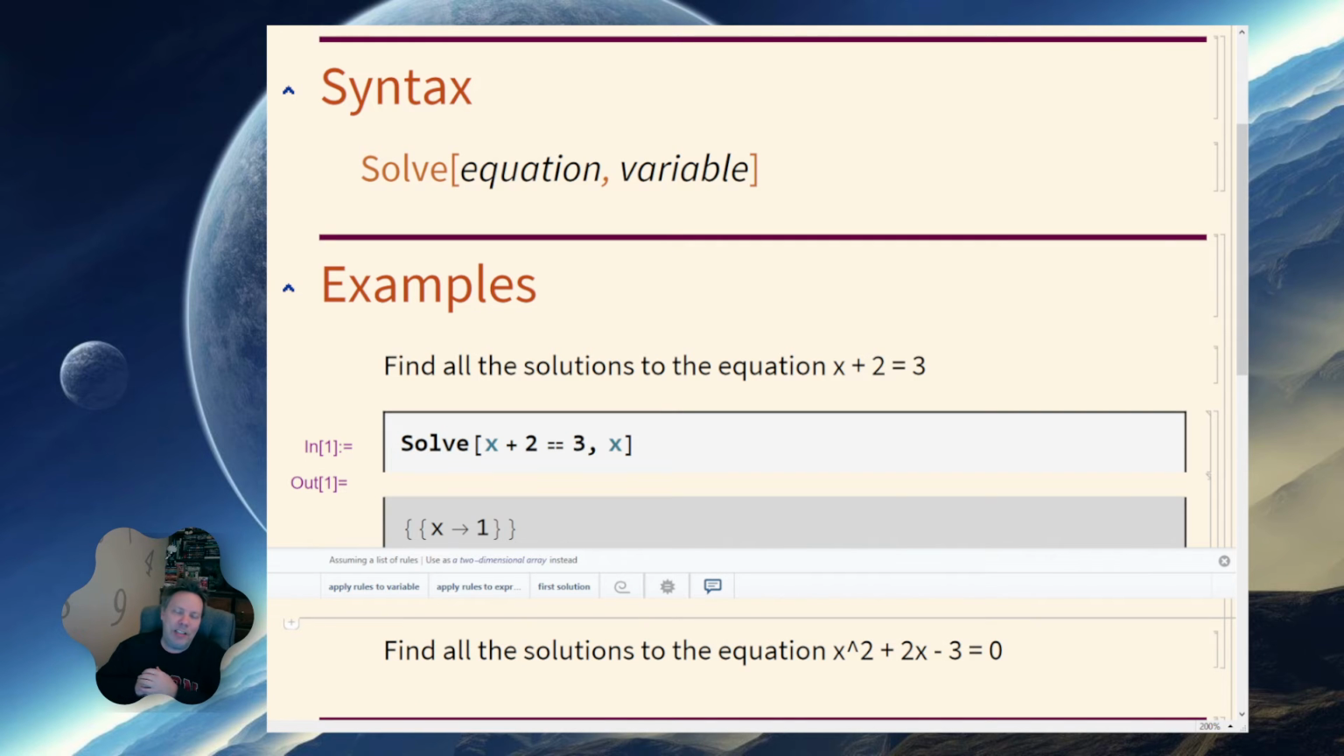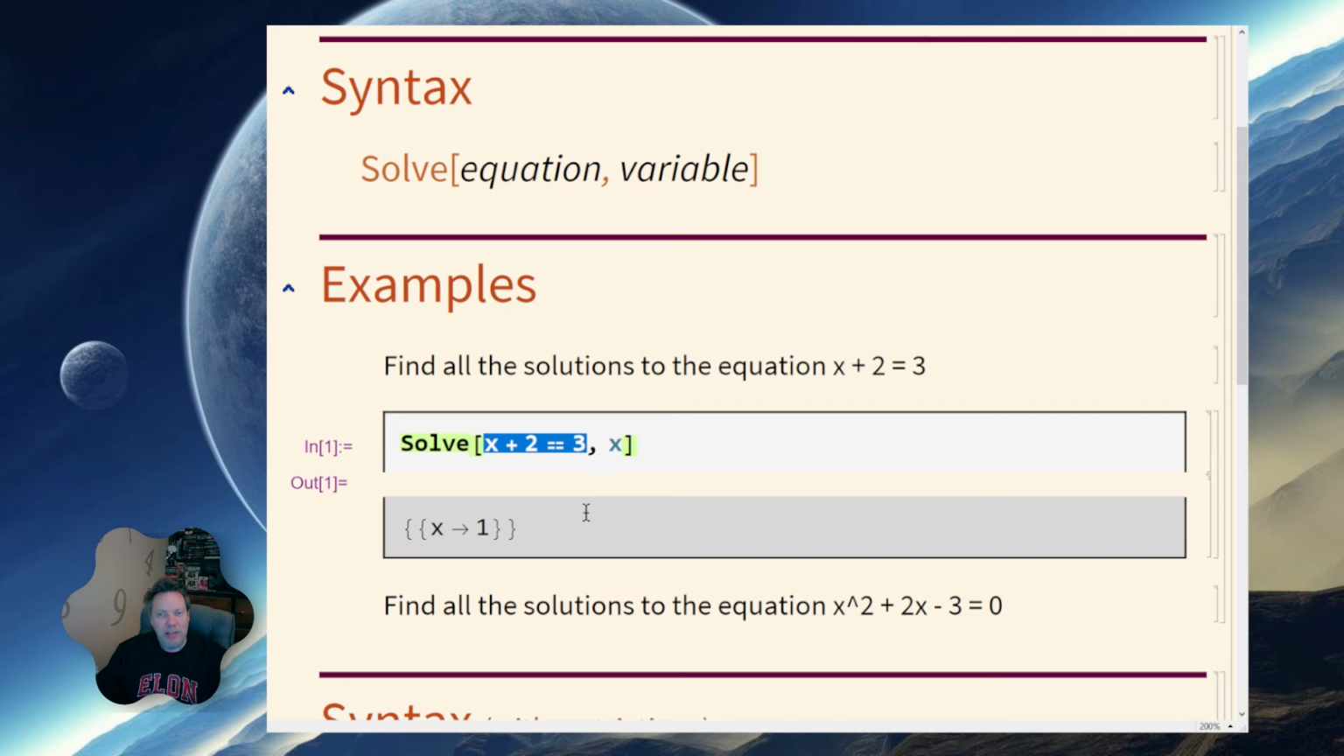Well, it doesn't look like x equals 1. This really tells us that if I replace x with a 1, the following x plus 2 is going to be equal to 3. That is a true statement. Let me try another one.